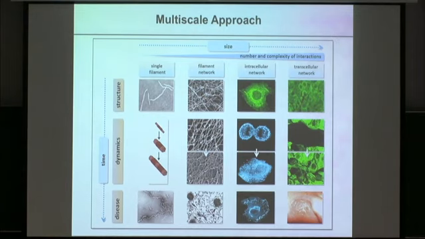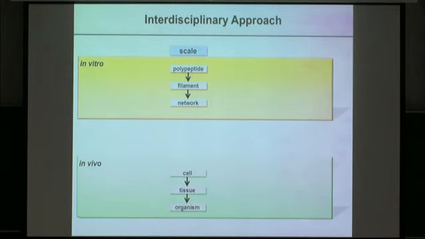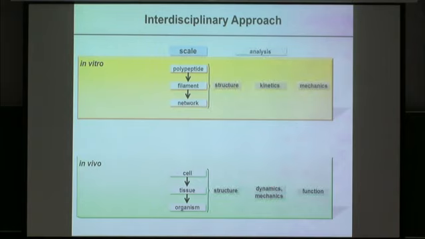And finally, I'd like to use a scheme that I prepared together with Michael Bay a number of years ago, showing where we stand. We do have information, not in our laboratory, but in many other laboratories, on in vitro assembly behavior from the polypeptide to the network level. We have some information on the in vivo level, from cell to organism. We have information on structure, kinetics, mechanics, and function.